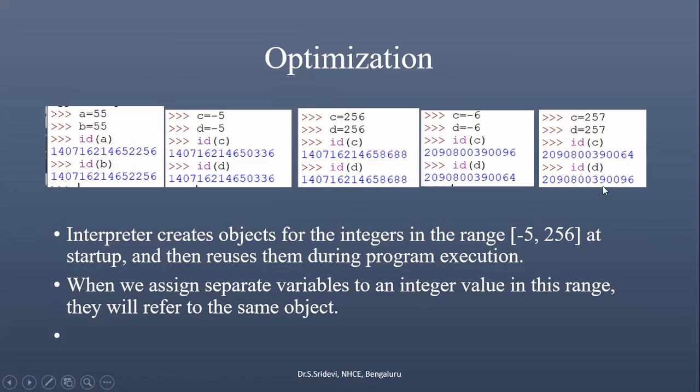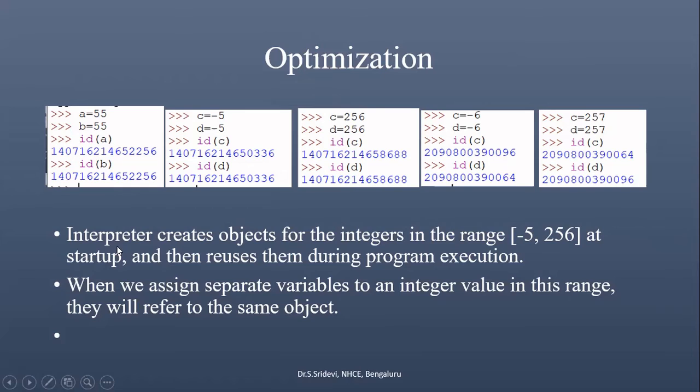Now, here comes a very important thing. If I have c is equal to -6 and d is equal to -6, even though the values are the same, when we print the ID, we will be getting two different IDs. Similarly, when c is 257 and d is 257, even though the values are the same, when we print the IDs, we are getting two different IDs. Why are we getting this? For some cases, we are getting the same ID printed, whereas for some values, we are getting different IDs printed. What is the reason? Here comes something called optimization in Python.